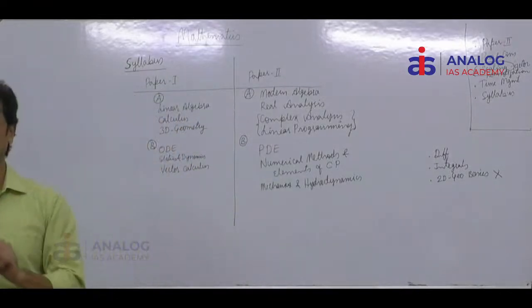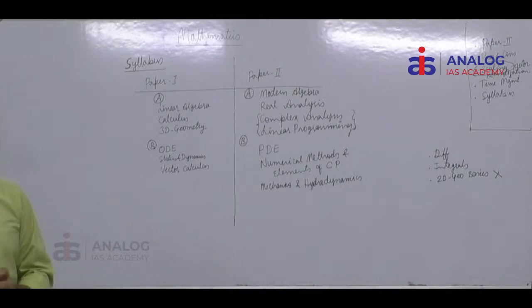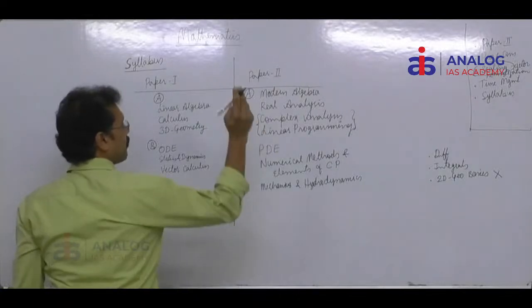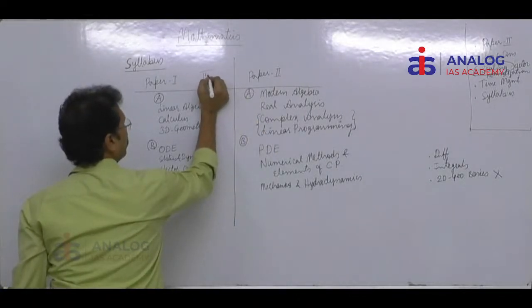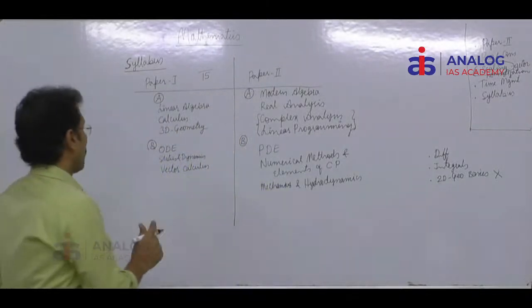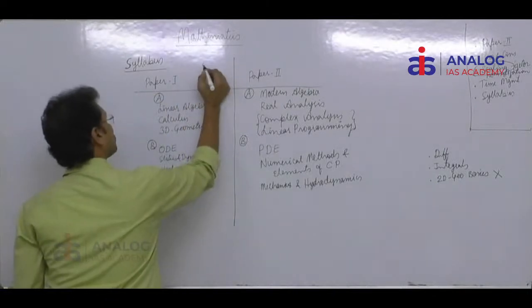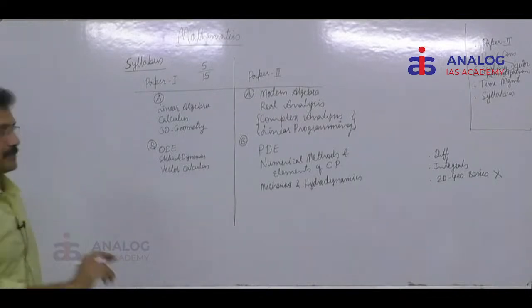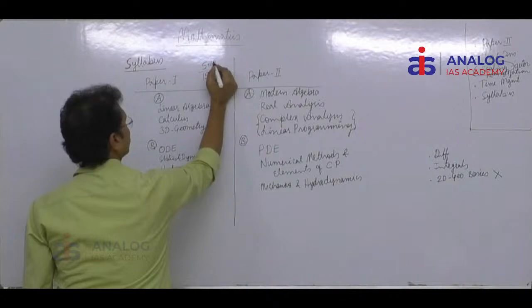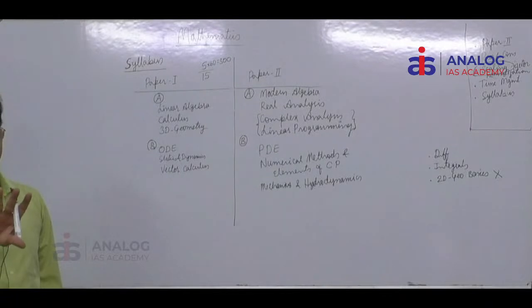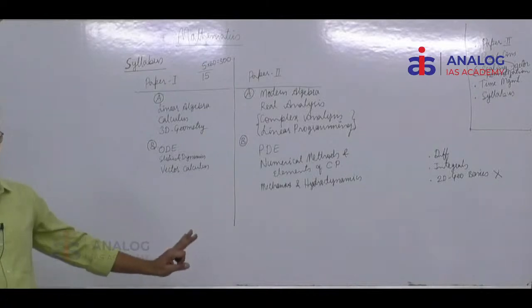But the best part, why people were able to crack it in that decade, was that in the entire paper 1, the total number of questions they were asking was 15. They will ask 15 questions, of which you select any 5. Each question is 60 marks, so 300. Any 5. There is no internal choice, there is no section A, section B, nothing.